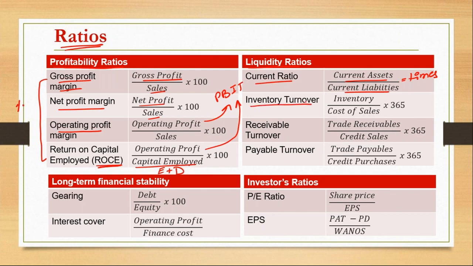Then we have inventory turnover. Inventory turnover is inventory divided by cost of sales into 365, which gives us the answer in days. We have trade receivables divided by credit sales into 365, which again gives the answer in terms of days. Then we have trade payables divided by credit purchases into 365, which again gives us the answer in terms of days.